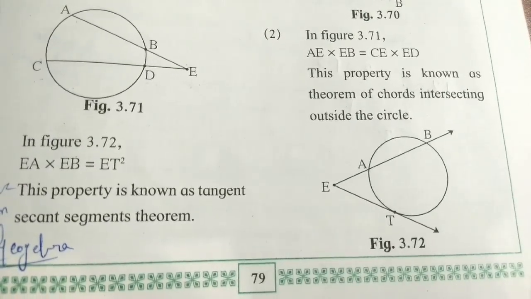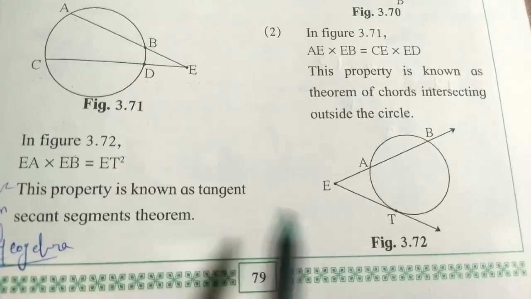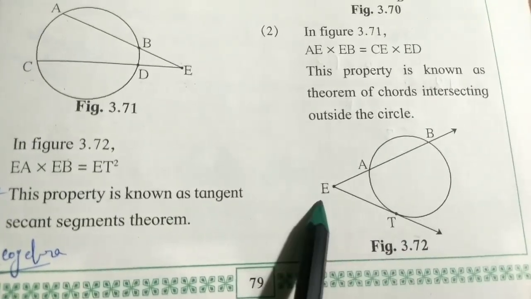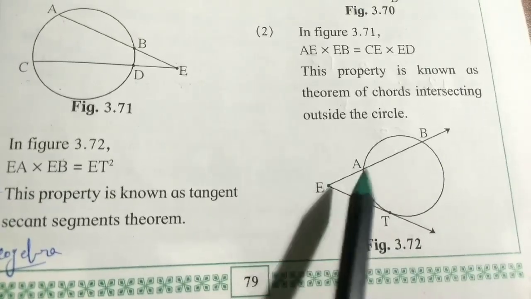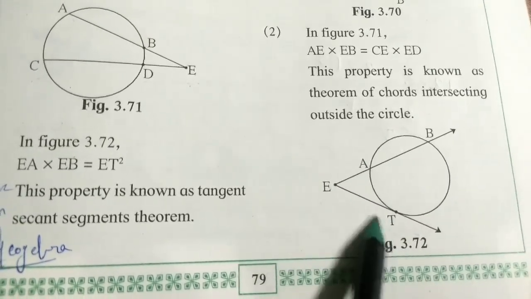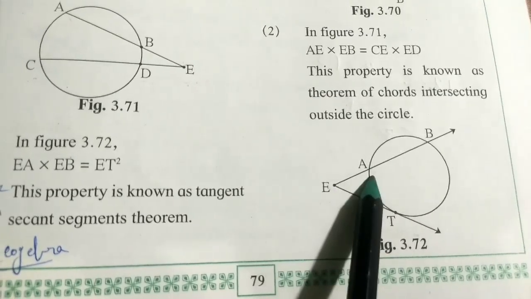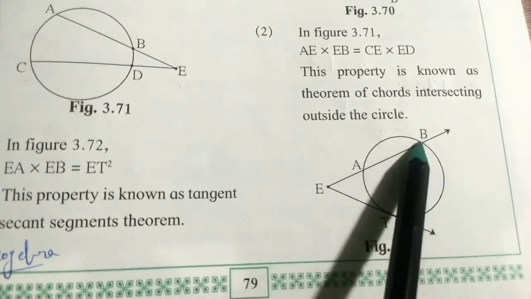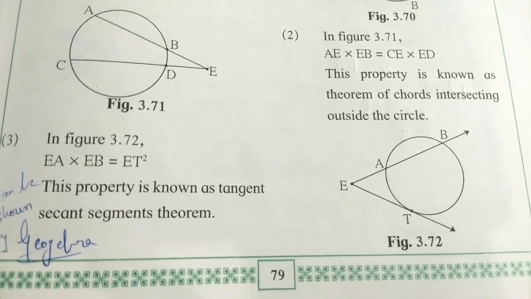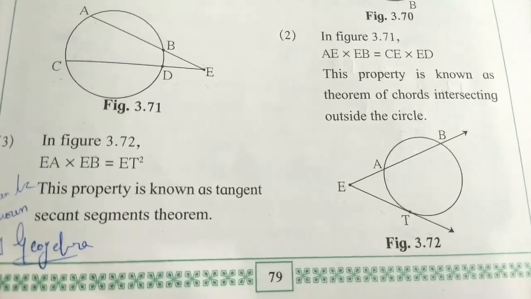the property of the tangent secant theorem. You can see ET is a tangent, and EAB is a secant. So ET square equals EA into EB. So this exercise is based on these three theorems.